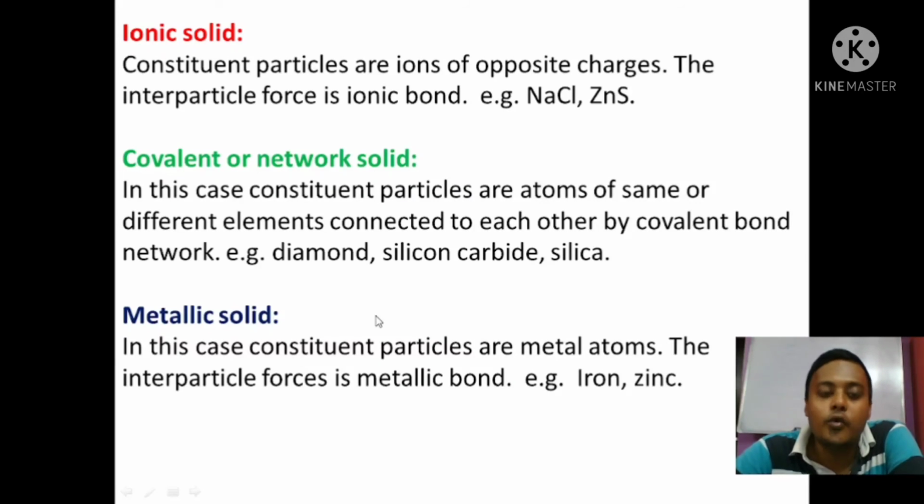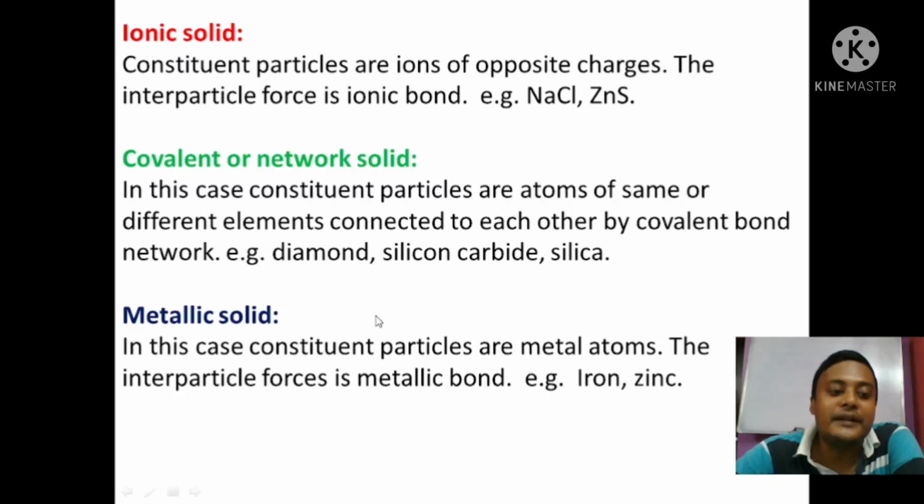Next one, covalent or network solid. Now don't get confused between covalent solid and molecular solid. In case of covalent solids, same or different atoms link to form a network. In this case, same or different atoms are connected to each other by covalent bonds and form a network. For example, diamond, silicon carbide, silica. These are covalent or network solids.